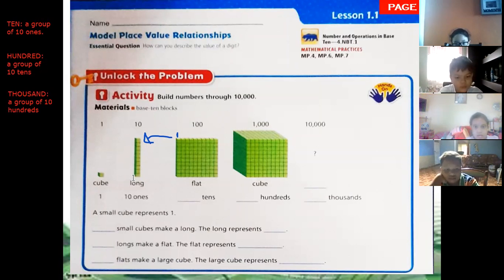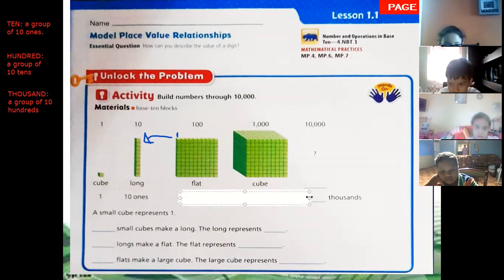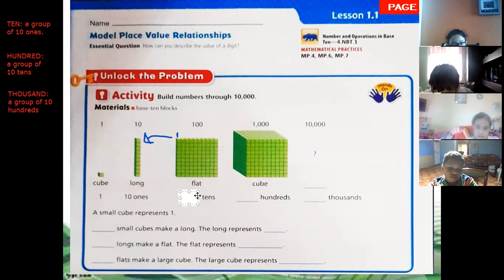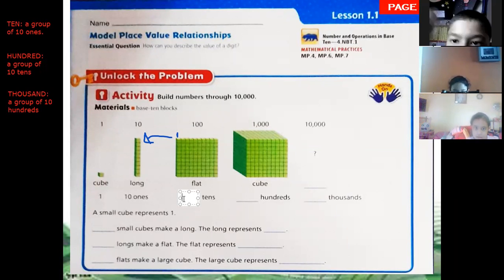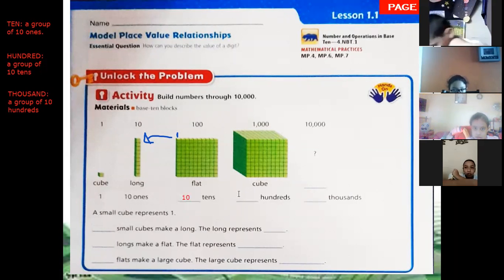One of this cube equals 1. A long equals 10 ones. What about a flat? Equals how many tens? How many tens, class? How many tens are in 100? 10, exactly. So this is what you have to write here. 10. What about in a cube? How many hundreds are in a cube?